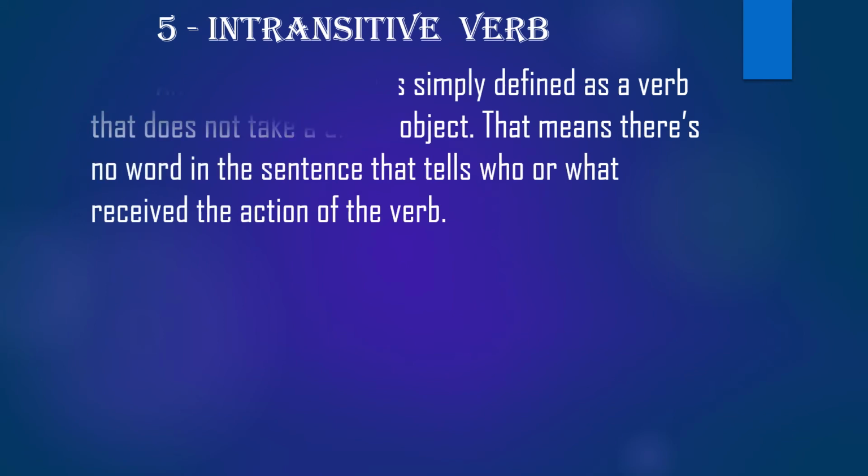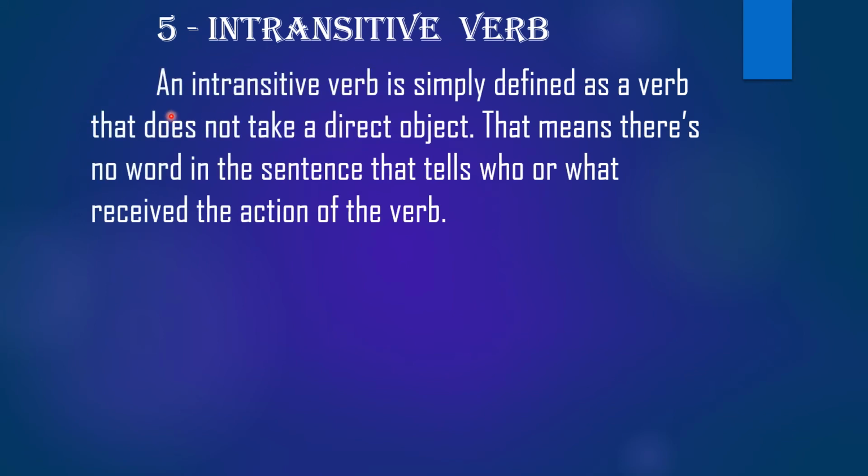Now see the fifth type, an intransitive verb. An intransitive verb is simply defined as a verb that does not take a direct object. यानी intransitive verb हम किसे कह रहे हैं, वो verb जो direct object नहीं लेता. इसी तरह से that means there is no word in the sentence that tells who or what receives the action of the verb. यानी इसी तरह से हम क्या मतलब लेंगे कि सेंटेंस में ऐसा कोई वर्ड नहीं होता जो ये कहे कि क्या या किस पर एक्शन हुई या किस पर अमल किया गया.